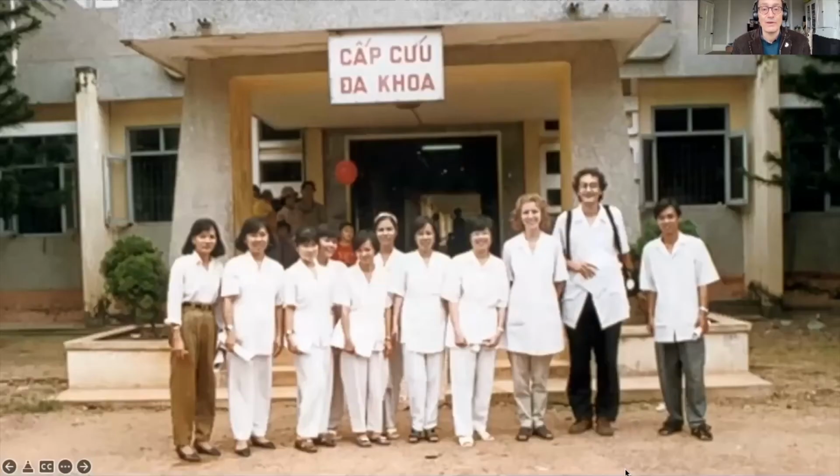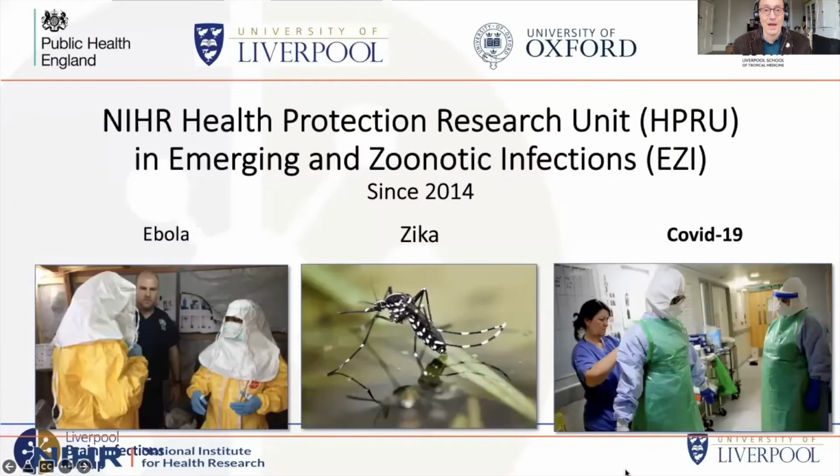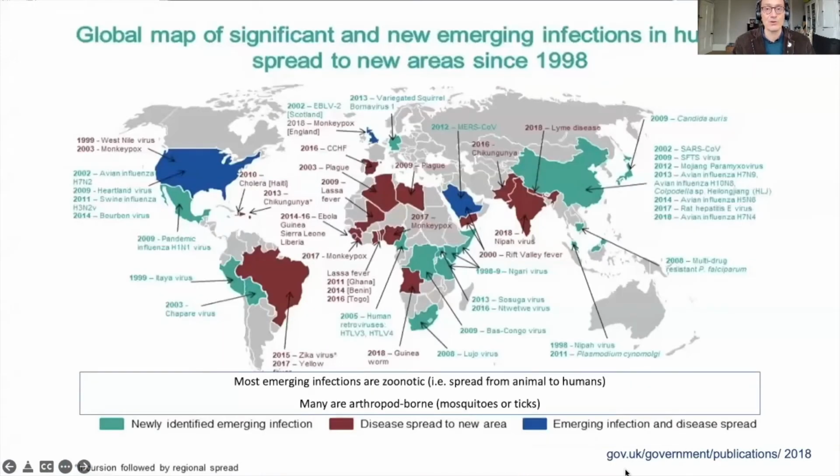And my past working on brain infections begins in 1994, which is nearly 30 years ago, in Vietnam, southern Vietnam. And I've continued to work in Southeast Asia, and then in Africa, and then also in Latin America and Brazil since then. And I'm the director of the UK's Emerging Infections Research Unit, which has given us the opportunity to work on some of these emerging infection problems.